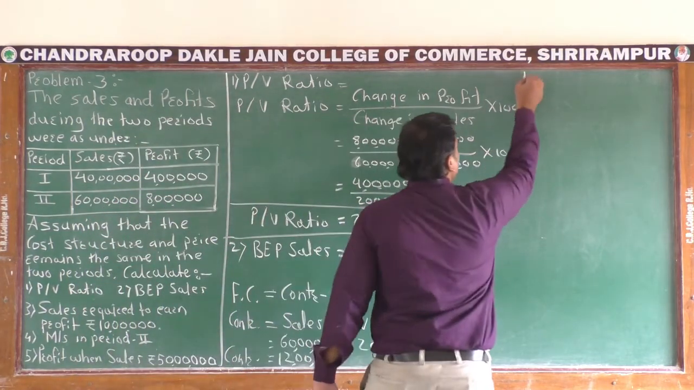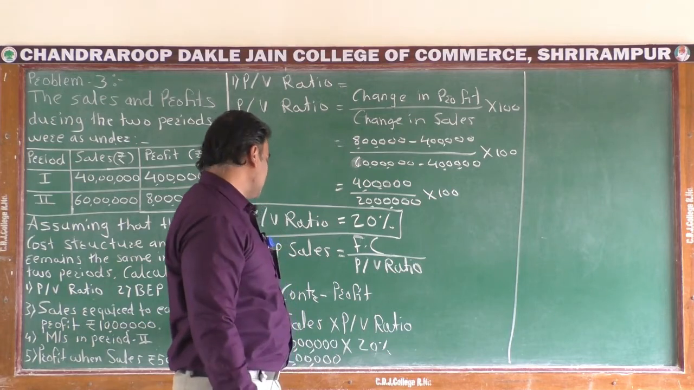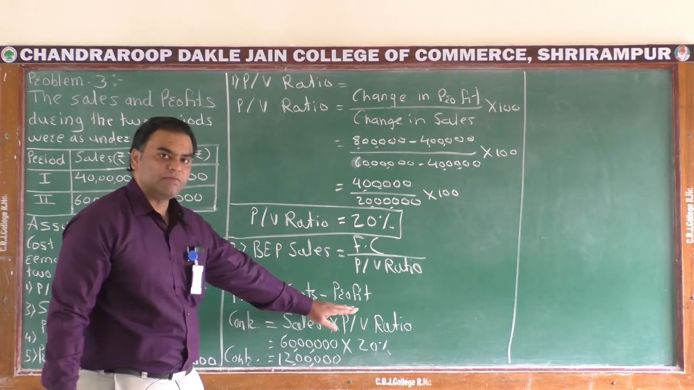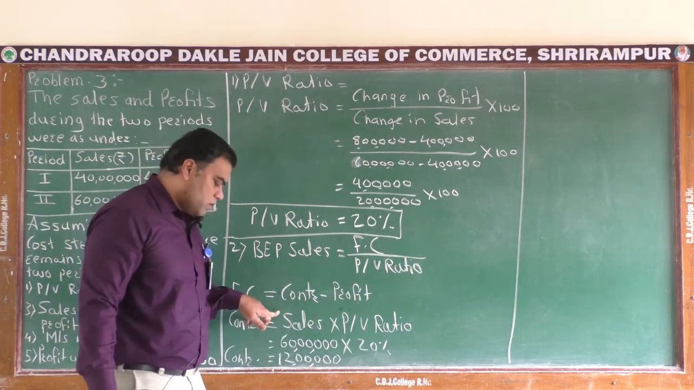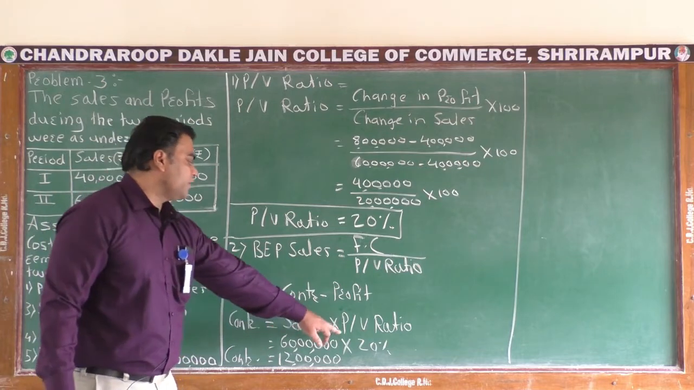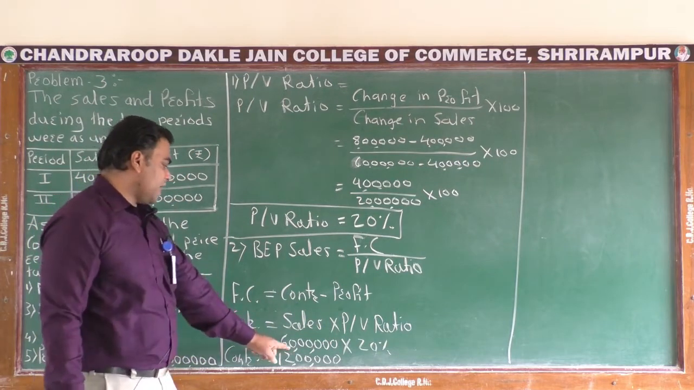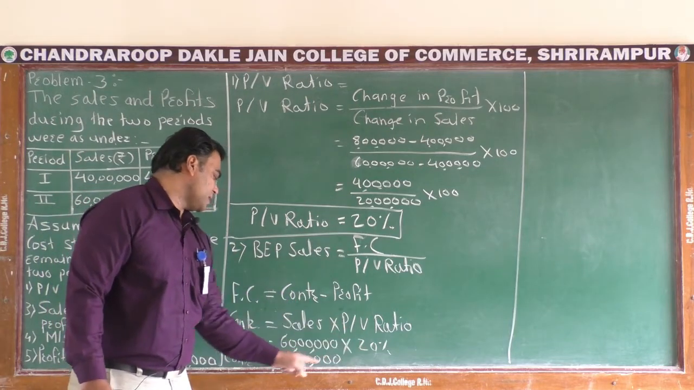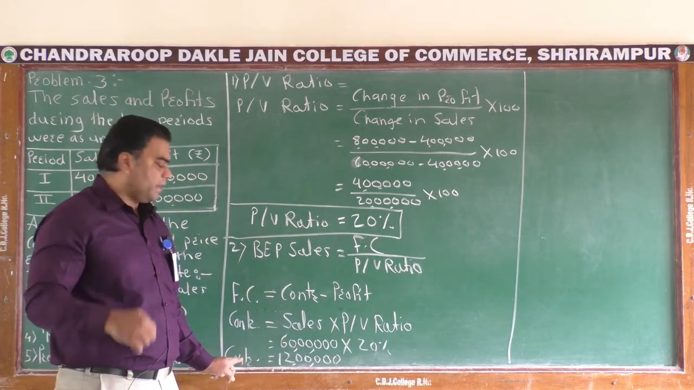Now we can calculate the amount of fixed cost easily. Fixed cost is equal to contribution less profit. So we have calculated the amount of contribution. How? Contribution is equal to sales into PV ratio. Sales for period second is 60 lakh, 60 lakh into PV ratio, which is 20%. 60 lakh into 20% is equal to 12 lakh, the amount of contribution for period second.